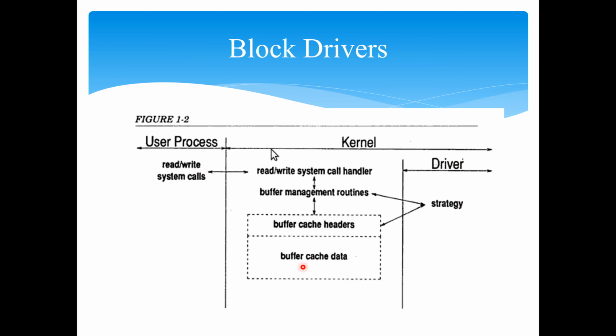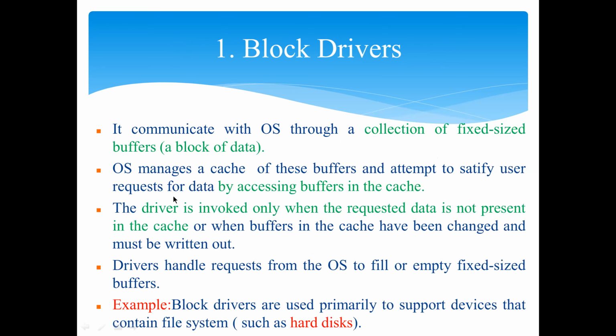So this acts like a cache memory. You are familiar with the concept of cache memory, right? When the processor requests some data, it is first checked in the cache memory. Only if the data is absent, the data is fetched from a higher level of memory. The same concept is applied here as well in block drivers. So let us look at the points given here once again. The OS manages a cache of these buffers and attempts to satisfy user requests by accessing the buffers in the cache. So the driver is invoked only when the requested data is not present in the cache.